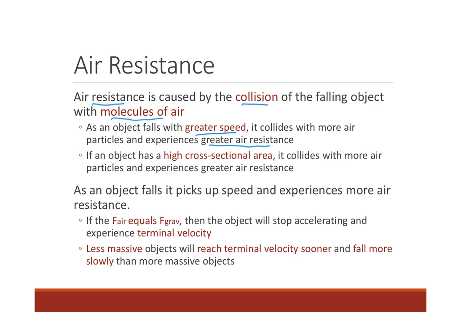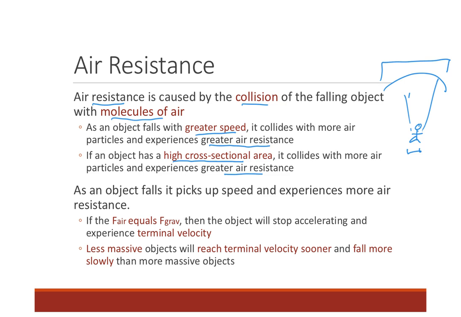And also, if an object has a high cross-sectional area, if there's a lot of it running into the air particles, then it's going to collide with more air particles and experience greater air resistance. That's why parachutes are so helpful. If you think of a little person falling through the air, their cross-sectional area is very, very small as compared to if they are in it with a parachute. There's going to be a much larger cross-sectional area.